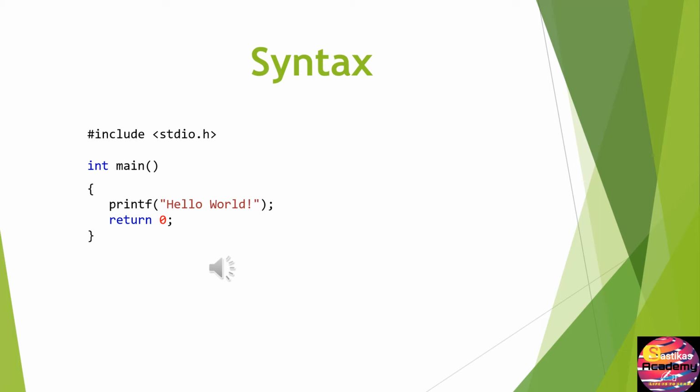And next is int main. The main is the function. Within that function, the output must be executed. Within it go the procedure and the calculations. It's the main one. And return 0 indicates the end of the main function.